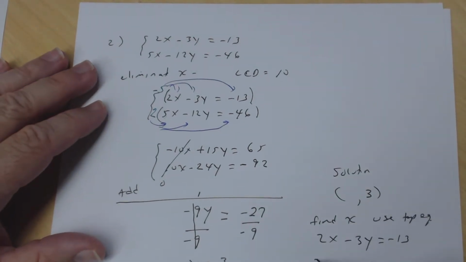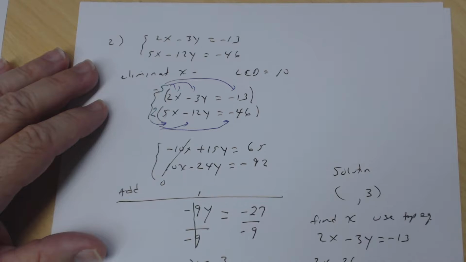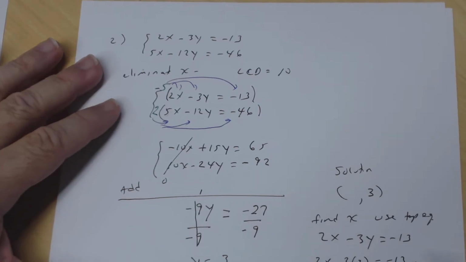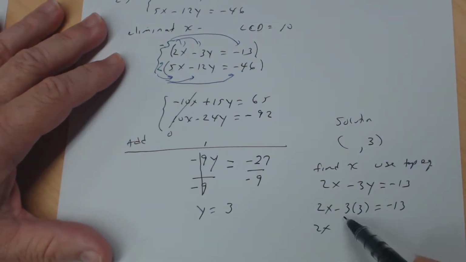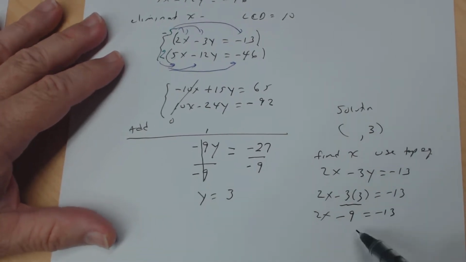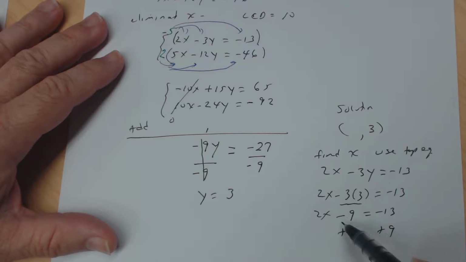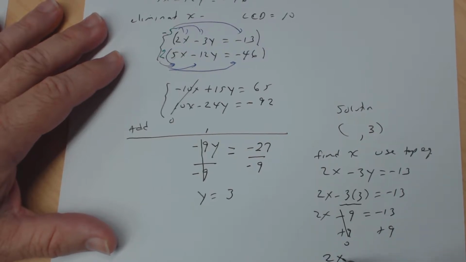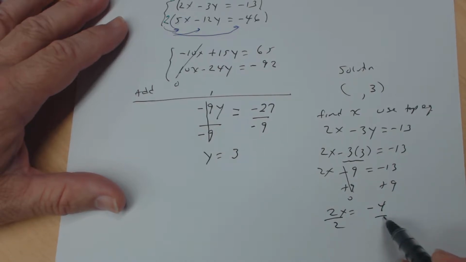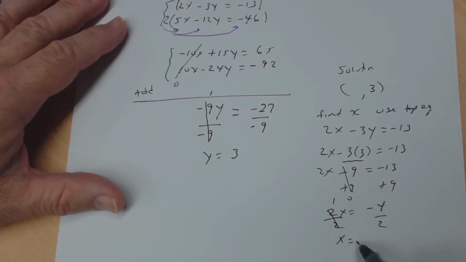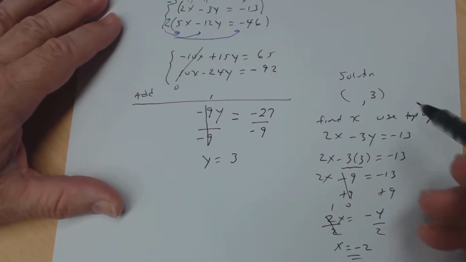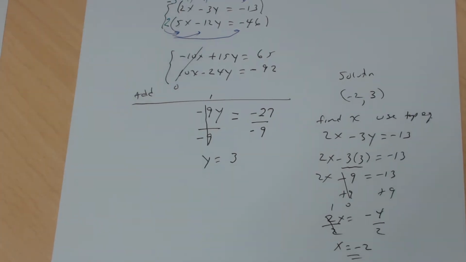All right, so I get 2x minus 3 times y, which is 3, equals negative 13. So I get 2x, a negative 3 times a positive 3 is a negative 9, equals negative 13. Adding 9 to both sides and combining like terms, I get 2x equals negative 4. Divide both sides by 2, I get x to be negative 2. So there's your x coordinate, and then voila, you're done.